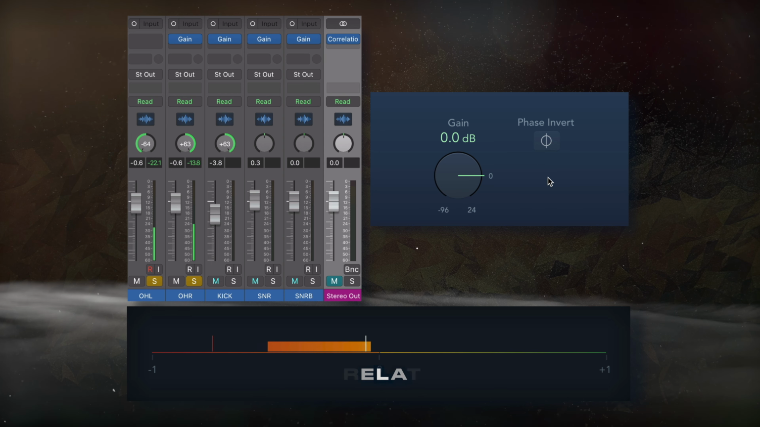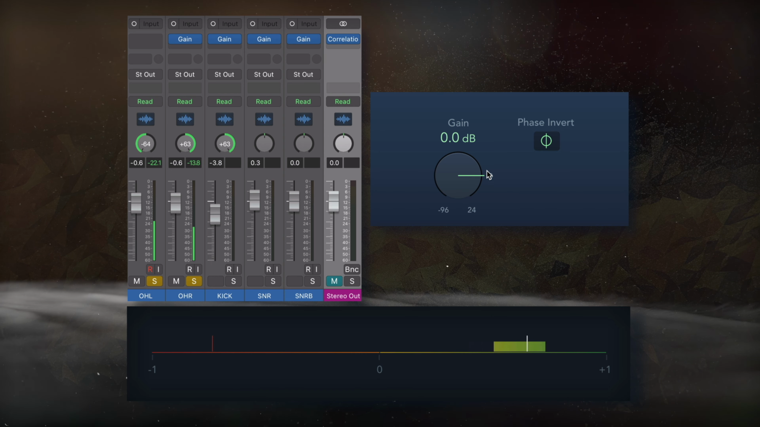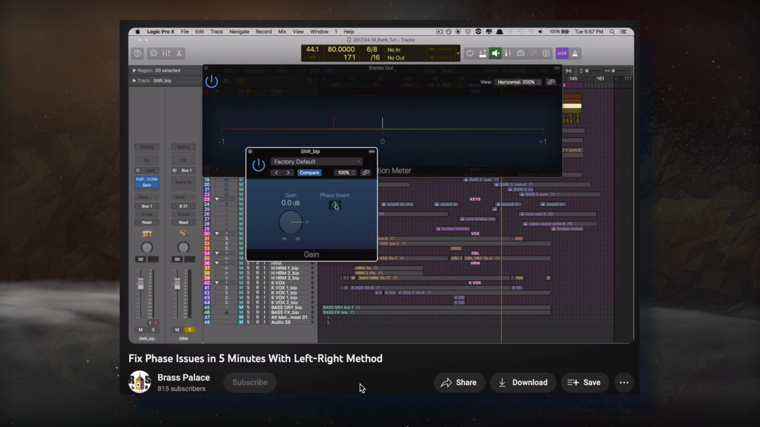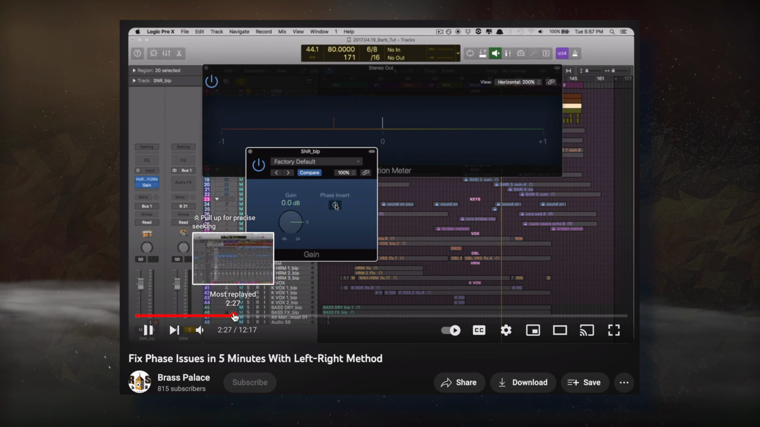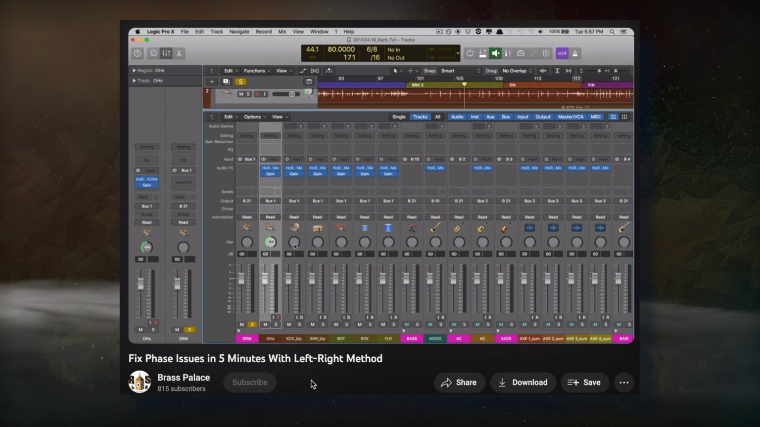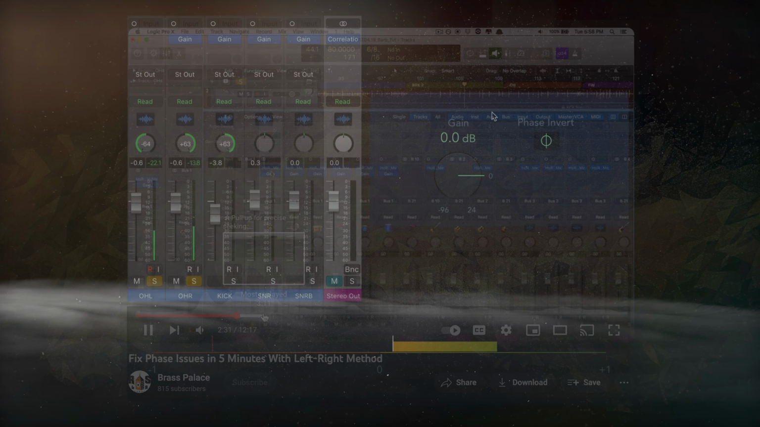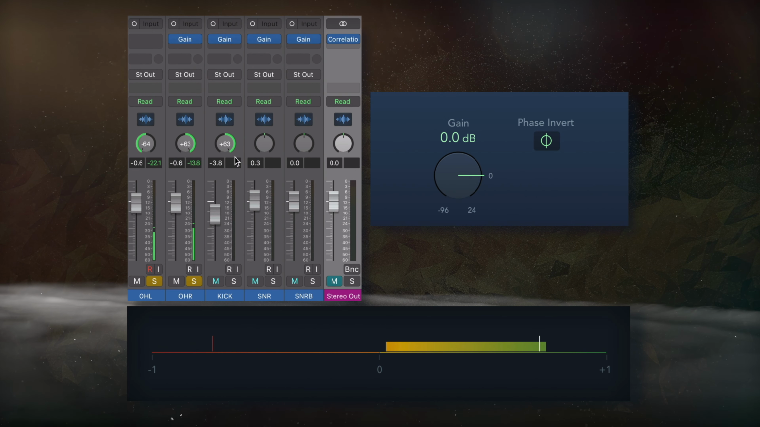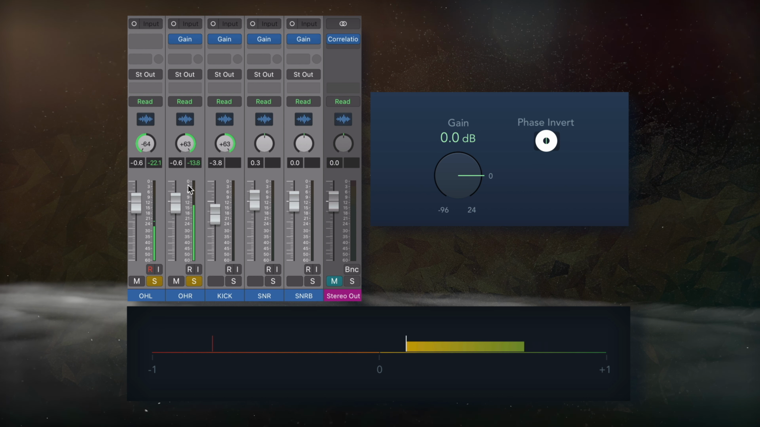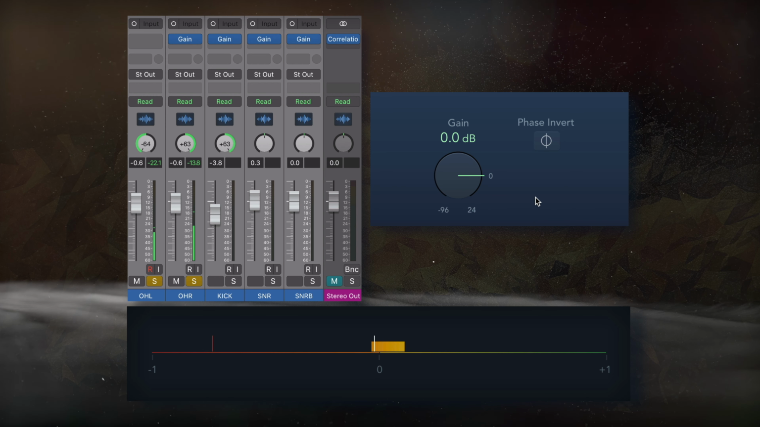So what we're going to do is use something called a left-right method, which I came across when I was watching this video from a channel called Brass Palace. So big thank you to that engineer. I think his name is Chris, for sharing this really helpful idea. In short, whenever we have a multi-tracked instrument, like a drum set, we'll use phase inversion and observe our correlation meter until all of the tracks have the best possible relationship.